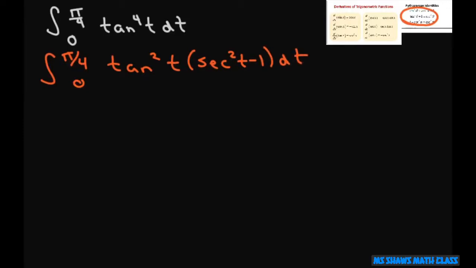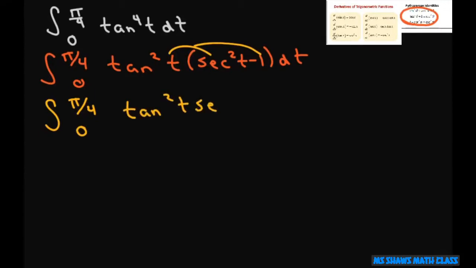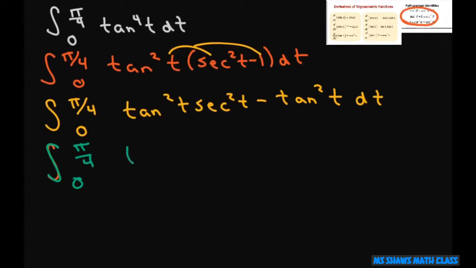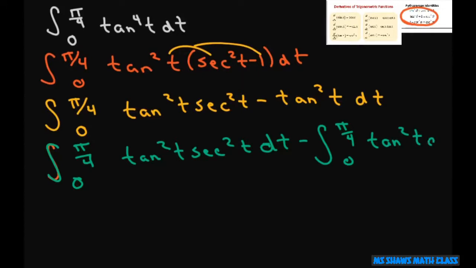The next step is I'm going to distribute. So that would be the integral from 0 to pi divided by 4, then you have tan squared t secant squared t minus tan squared t dt. Now let's break it up even more. So this is going to be the integral from 0 to pi divided by 4 of tan squared t secant squared t dt, minus the integral from 0 to pi divided by 4 of tan squared t dt.